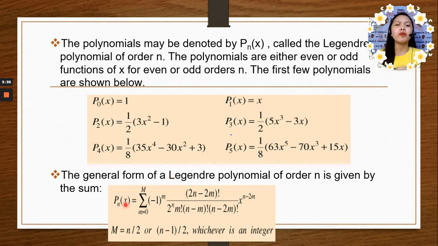So the general form of the Legendre polynomial of order n is given by the sum. P sub n of x equals the summation from m equals 0 of (minus 1) to the power of m, times (2n minus 2m) factorial, over 2 to the power of n times m factorial times (n minus m) factorial times (n minus 2m) factorial, times x to the power of (n minus 2m). Here m goes up to n over 2 or (n minus 1) over 2, whichever is an integer.